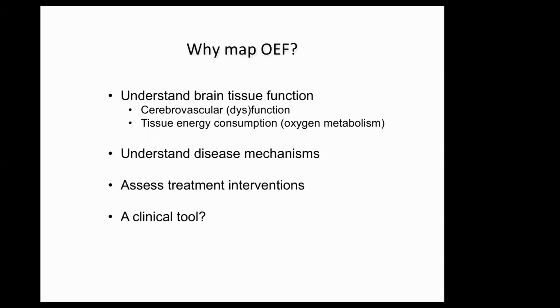So why do we want to map oxygen extraction fraction? Well, it's one of the important physiological parameters that will help us understand brain tissue function. So it can give us an idea of whether the brain's blood vessels are working properly. And it's one of the crucial parameters that will help us calculate tissue energy consumption, or rather oxygen, the rate of oxygen metabolism.